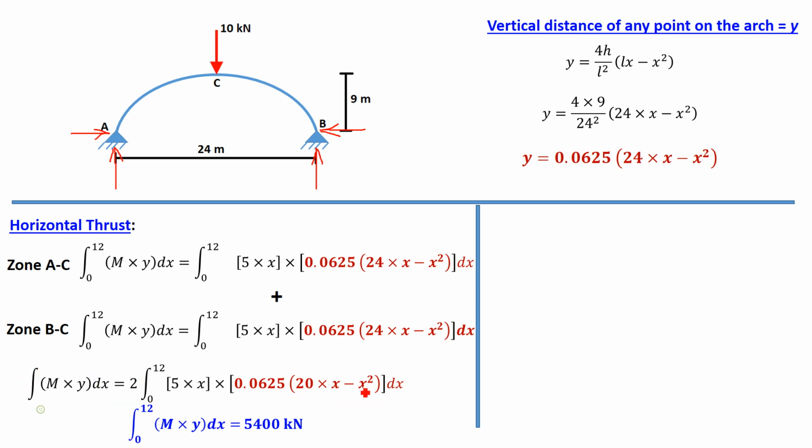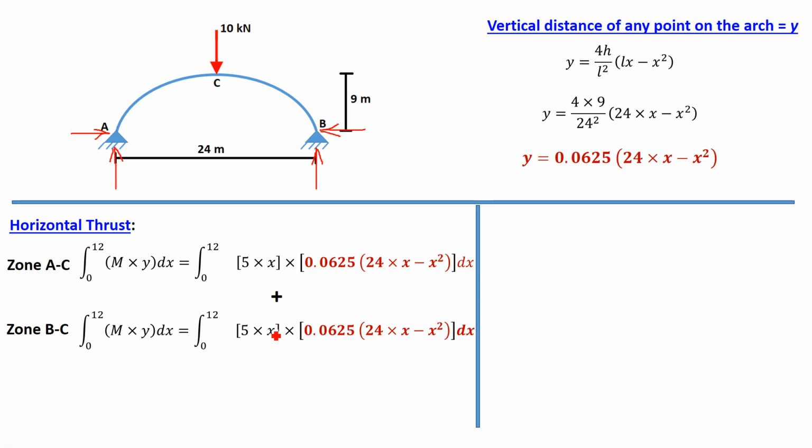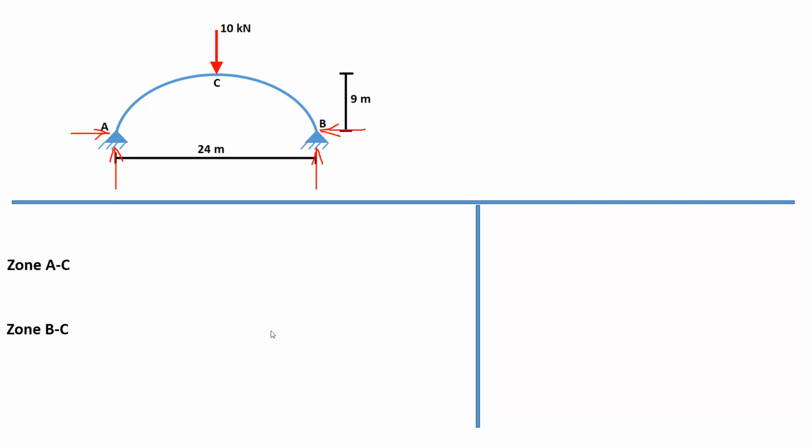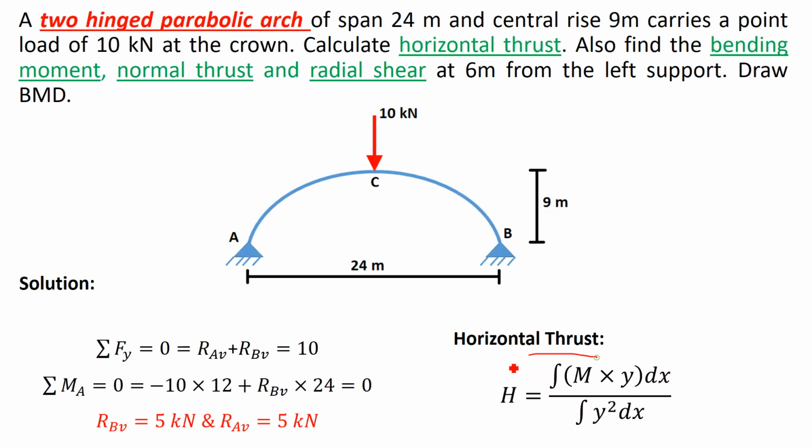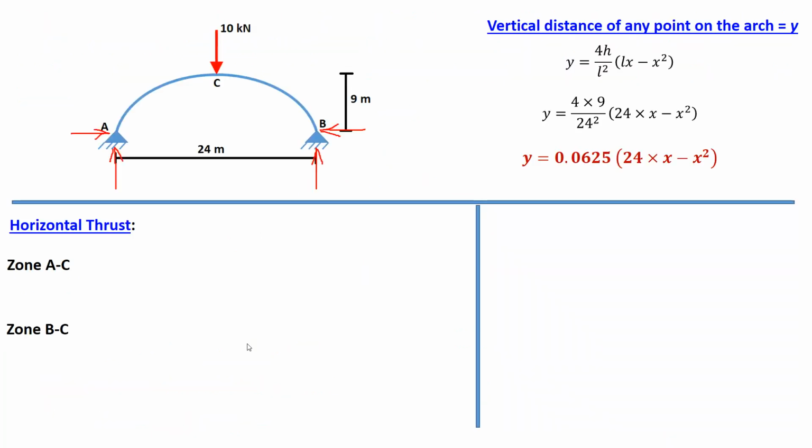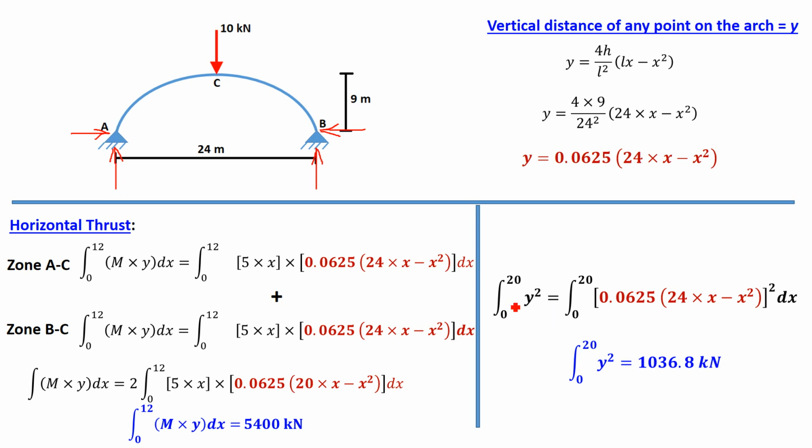Okay. Now, this is the numerator of our horizontal thrust formula. If you look at the previous slide, this one. So now we have calculated the numerator, 5400. Now our job is to calculate the denominator, that is integration of y square. To calculate that, y we already calculated here. So y square means square of that.